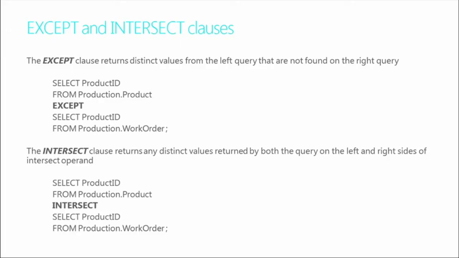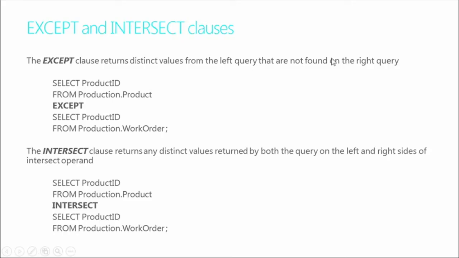The intersect clause down here returns any distinct values returned by both the query on the left and on the right. By the way, they term it as left and right. It's the first query. It's left of the intersect statement. Let's put it that way. So this is going to say returned. So the first one up top, let me go back there.